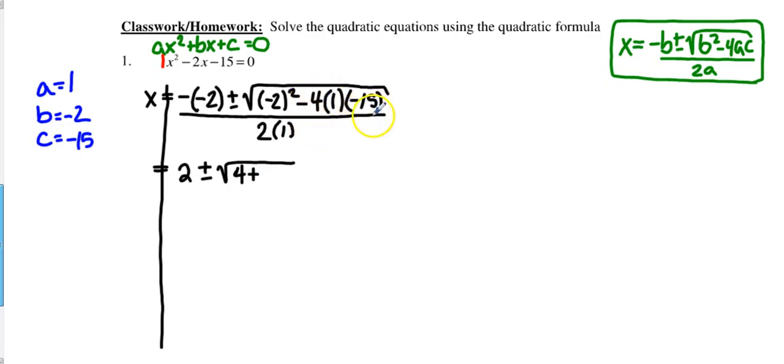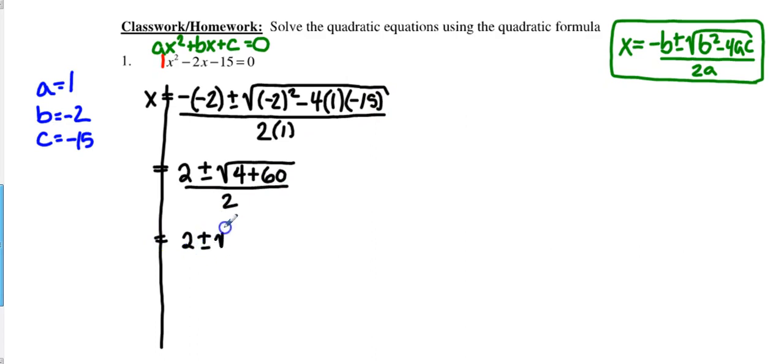4 times 15. If you don't have your calculator out yet and you feel more comfortable using it, that would be fantastic for you to press pause real quick and go ahead and take it out. And when I do 4 times 15, I get 60. This is all divided by 2, because 2 times 1 is 2. Notice how much smaller it got, even just from the first step to the second step.